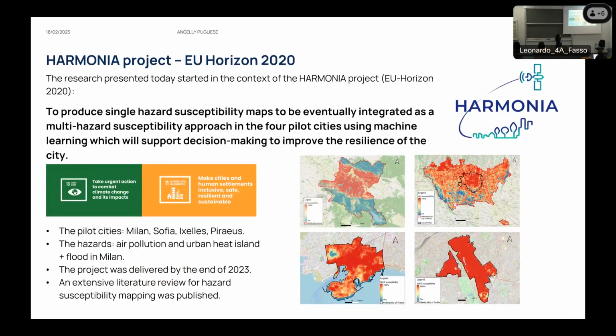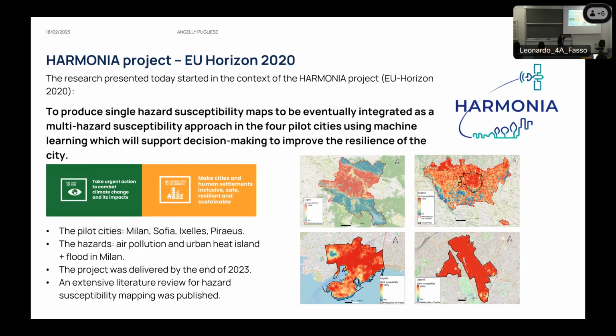So, a brief overview of the Harmonia project, EU Horizon 2020. We participated in a task as DICA in effectively the susceptibility modeling. The pilot cities for the project were Milan, Sofia, Ixelles, and Piraeus. And the modeled hazards were air pollution, urban heat island, and flood only in the city of Milan, because unfortunately there was no data to train for this hazard in the other cities.